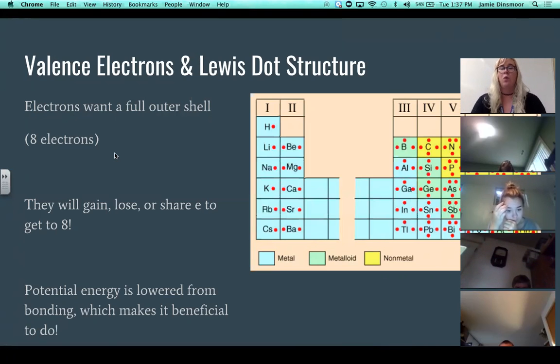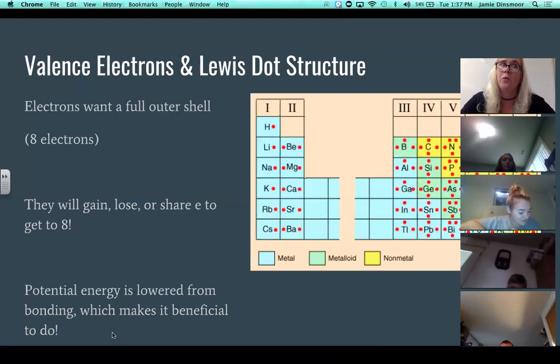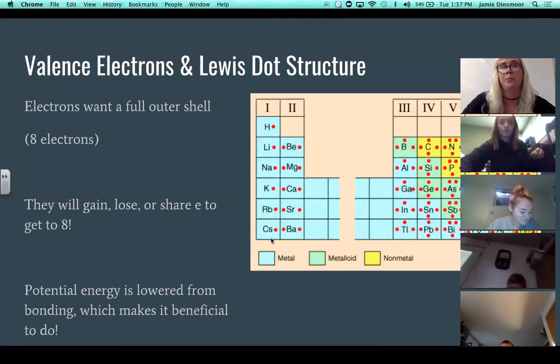So in this case, what will elements or atoms do here, right? They want to get to 8. So they're going to lose electrons, gain electrons, or even share electrons to have a full shell. And why, right? Of course, we always want to think about these why questions, but really, we're lowering potential energy. When electrons have a full shell, it lowers the potential energy of the atom and actually makes it more stable. So really, we're trying to look for stability here.